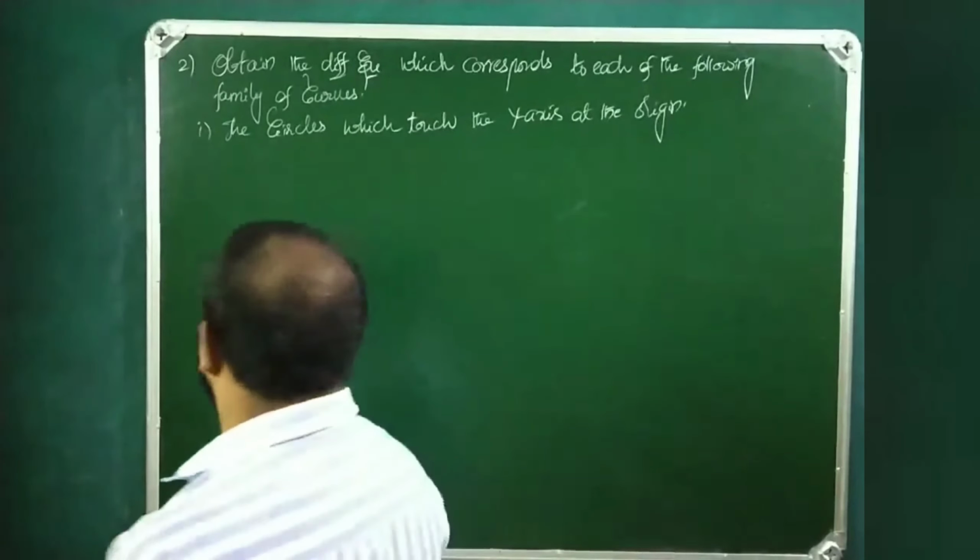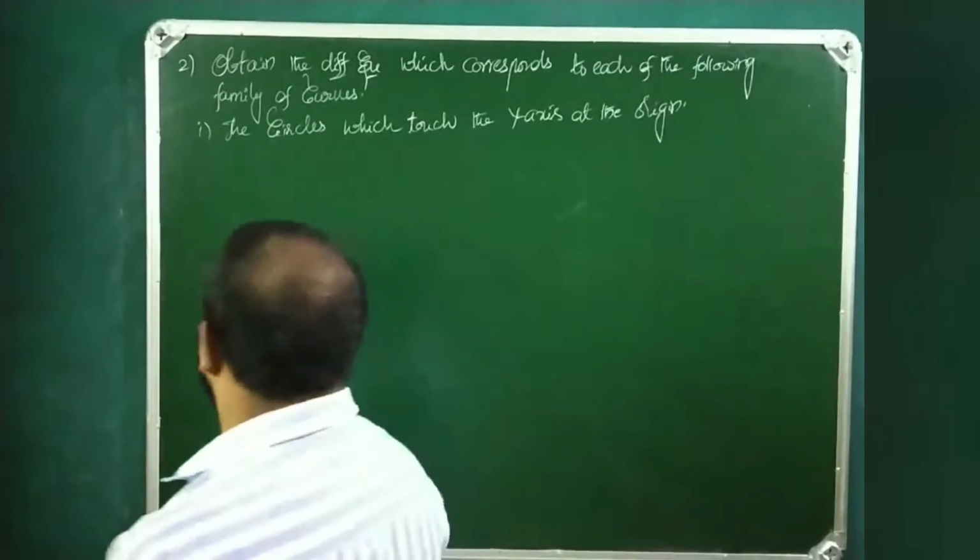So here the x-axis is acting as the axis of symmetry of this parabola. The vertex A is (0, 0), the focus S is (a, 0), and this is the directrix, x + a = 0, which passes through Z, which is (-a, 0). Therefore the equation of this parabola is y square equals 4ax.